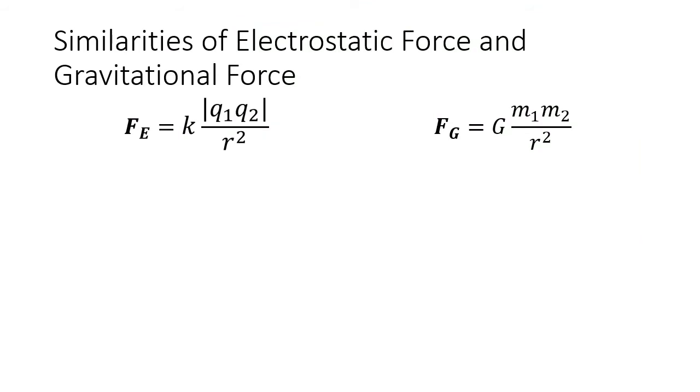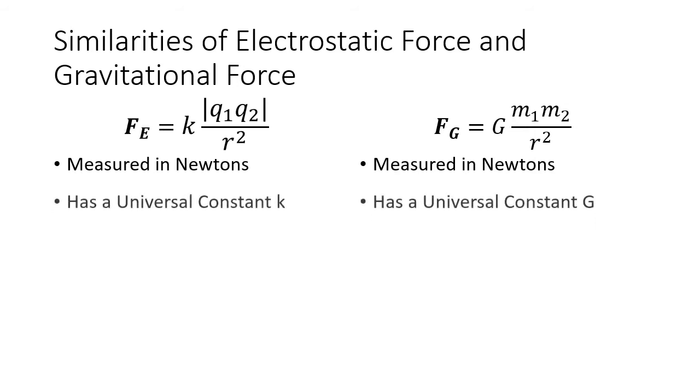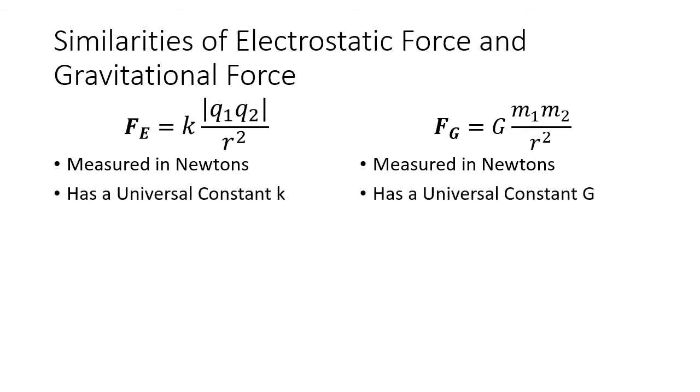Let's take a look at the similarities of electrostatic force and gravitational force. As you can see, both look pretty similar. They're both measured in newtons, that is the force. They both have a universal constant. Electrostatic force has a constant k, while gravitational force has a constant G.